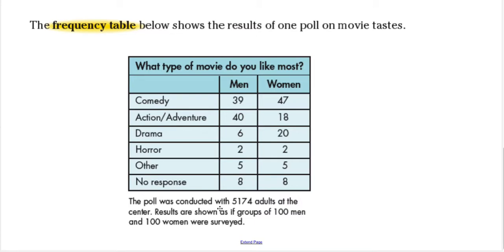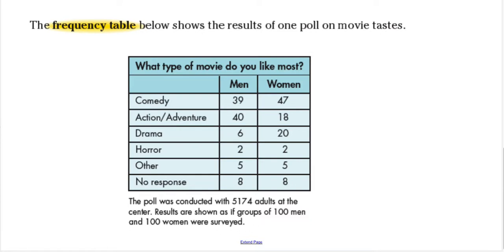The poll was conducted with 5,174 adults at the center. Results are shown as if groups of 100 men and women were surveyed. So basically, what it's saying is 39 out of 100 men preferred comedy, 47 out of 100 women preferred comedy as well, and so on. In the no response portion, 8 out of 100 men did not have a response. Same with women. That's what the bottom is explaining.